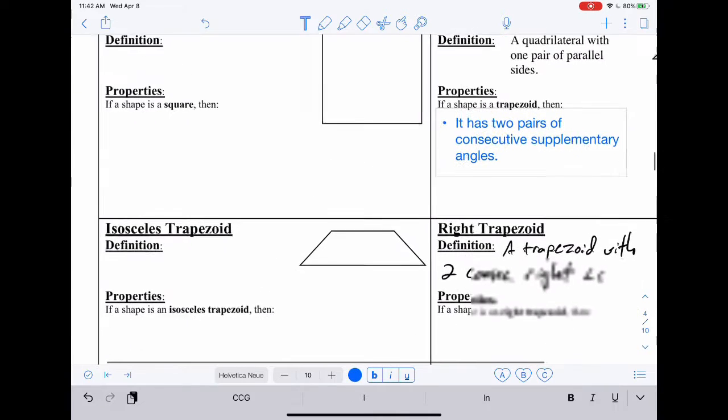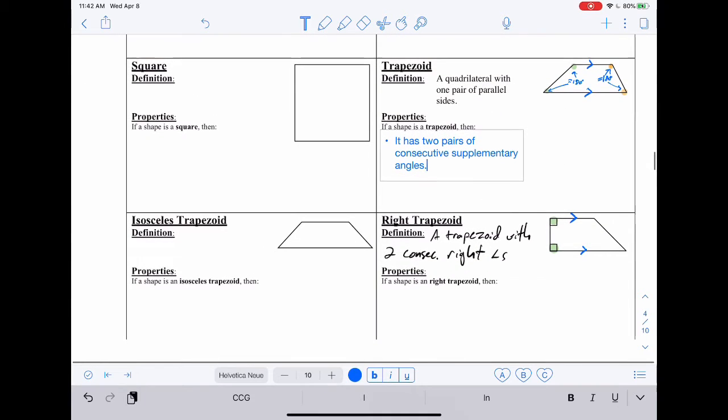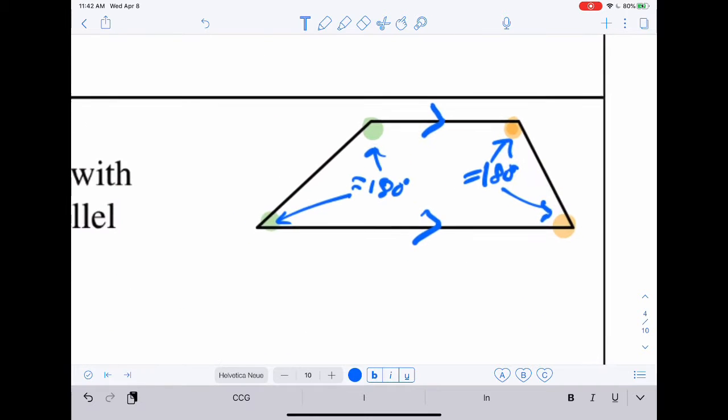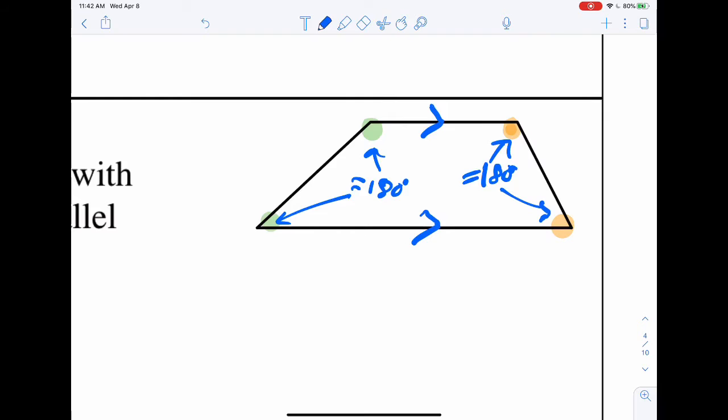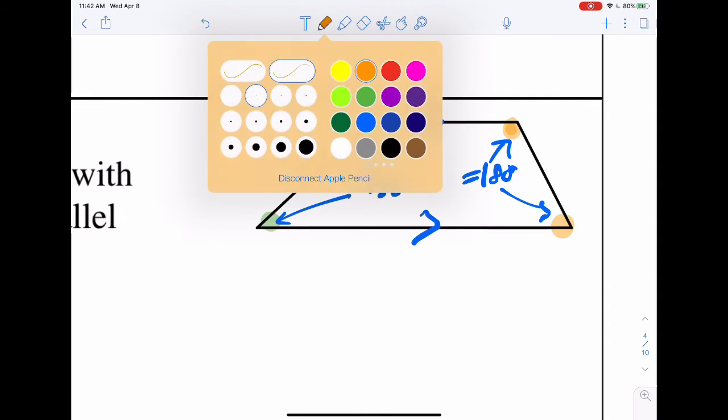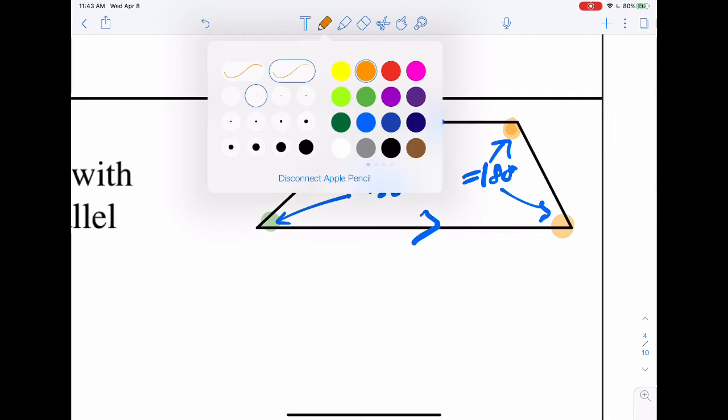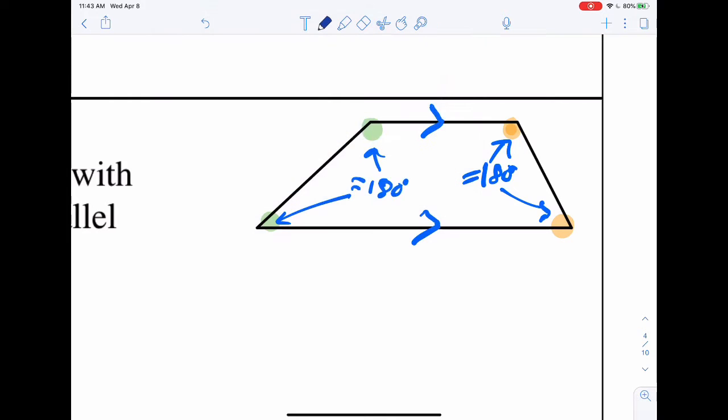So what about the isosceles trapezoid? Well, before we add that, we also need to add some vocabulary for the parts of any trapezoid. The parallel sides of a trapezoid are called the bases. So we have base 1 and base 2. And then the non-parallel sides are called legs.